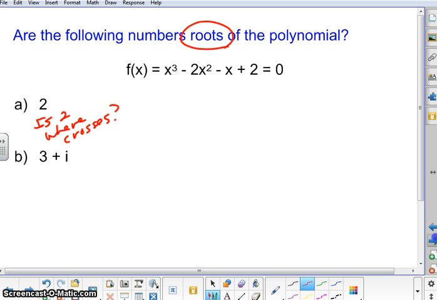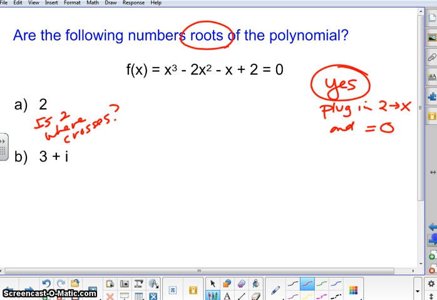Now, if you can say yes to this, it's because you plug in 2 for x, and if it equals 0, then it's yes. Okay, so if you don't get 0, then you know it's not going to work. So I made a little typo. You do not need that equals 0 at the end. It was kind of like a question mark. Does it equal 0? So let's go ahead and plug it in.